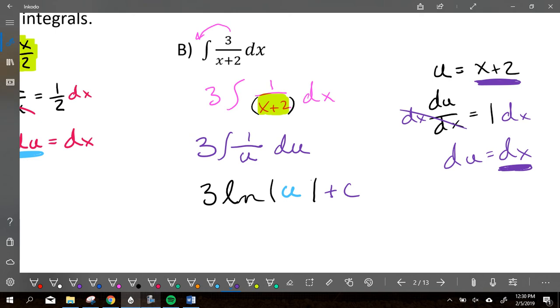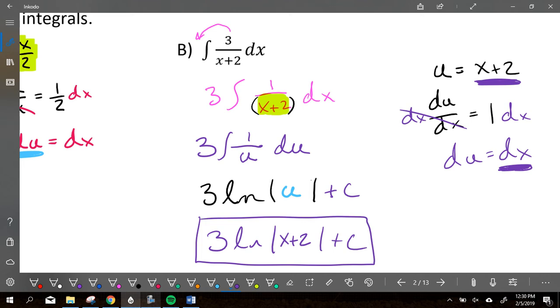That's not my answer yet. My final answer is that guy with my u plugged back in. Absolute value of x plus 2. It's because we can't take the natural log of a negative number. And so because of putting those absolute values, it gets rid of that possibility.